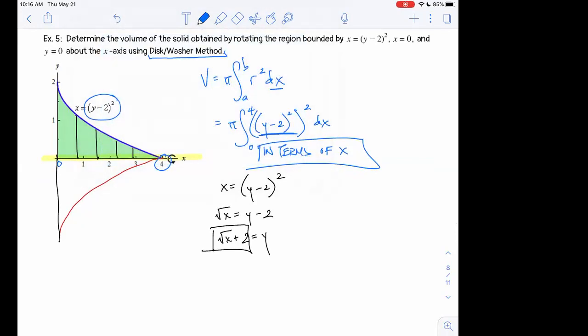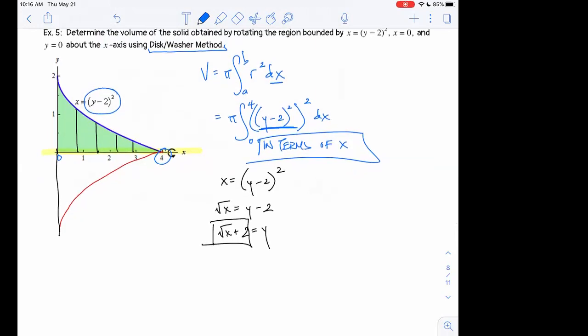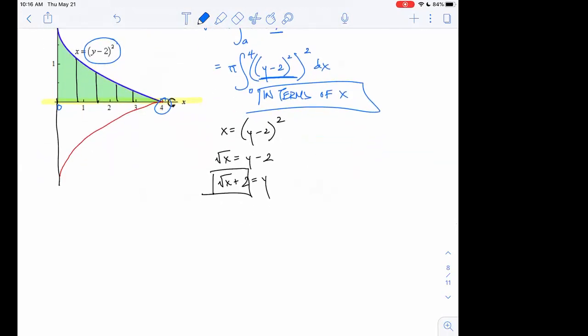All right, are there any questions about how I rewrote that? Are you guys all way ahead of me? All right, so we've got pi, the integral from 0 to 4. My radius is square root of x plus 2 squared dx.